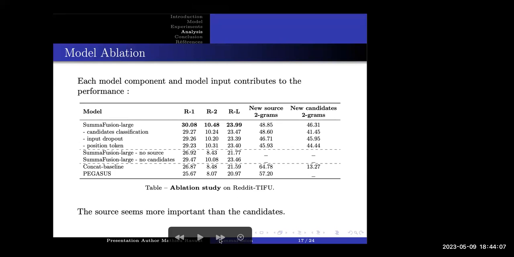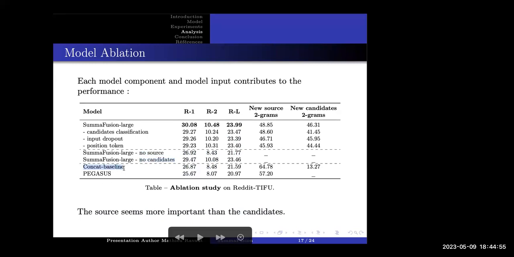Right, so now looking at an ablation of the model. So here we're just showcasing: first row is the main model on Reddit TIFU, and then we're removing some components. So what if we remove the candidate classification head? What if we don't do input dropout? What if we remove the tokens? What if we do not feed the source at all? What if we don't feed the candidates at all? So you can see that the source seems more important than the candidates. If we remove the source, it's yielding quite a lower Rouge score. We lose more than 10% in Rouge. But if we remove all the candidates, it's just dropping by around half a point.